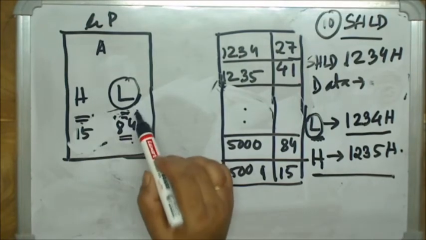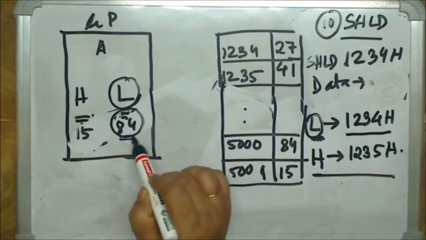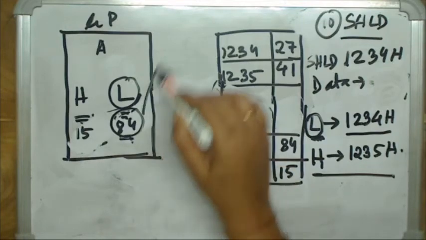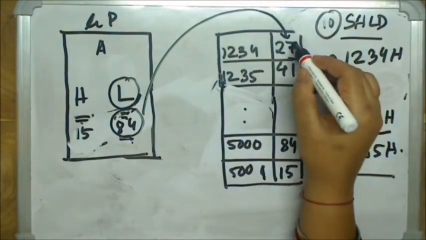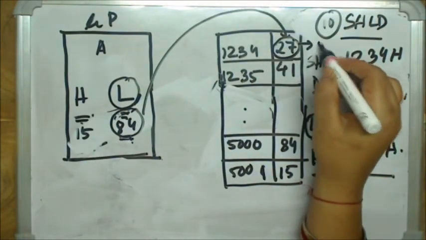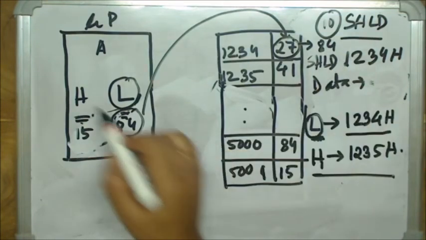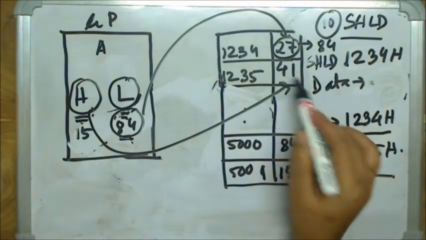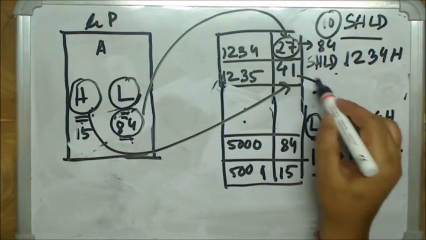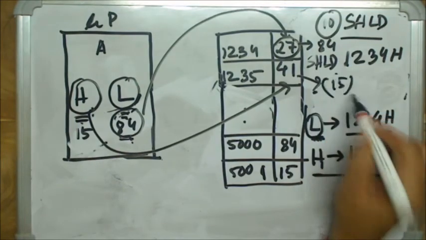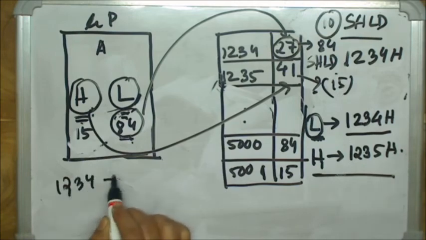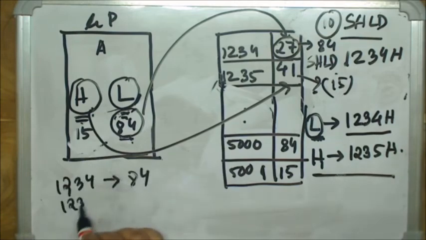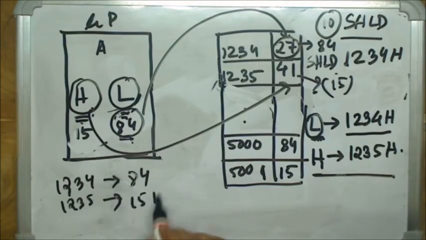So in this example, what is the data in L? 84H. So whatever data is there in L, it will get stored in 1234H. That is, 27 data will now be overwritten by 84H, right? And whatever data is there in register H, it will get loaded in 1235H. That is, 41H will now be overwritten by 15H. So now 1234H will contain data 84H and 1235H memory location data will now be 15H. I think it is clear?